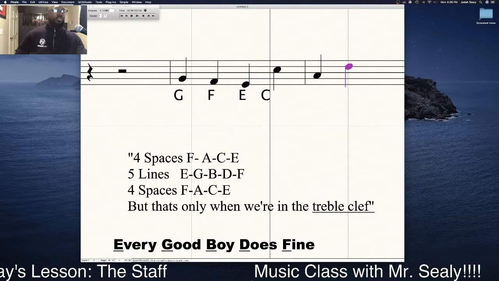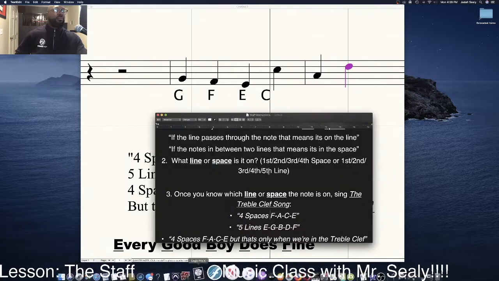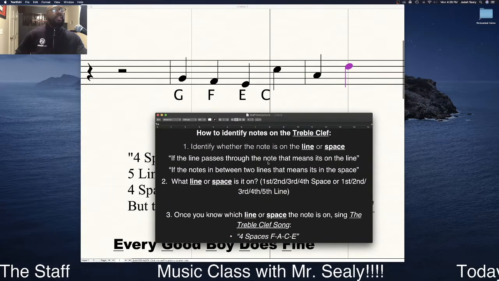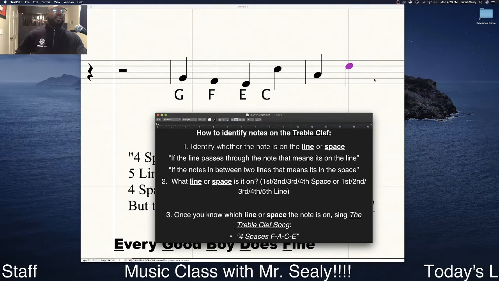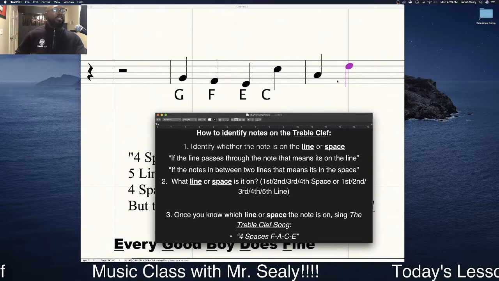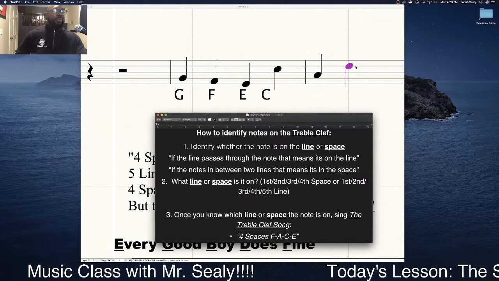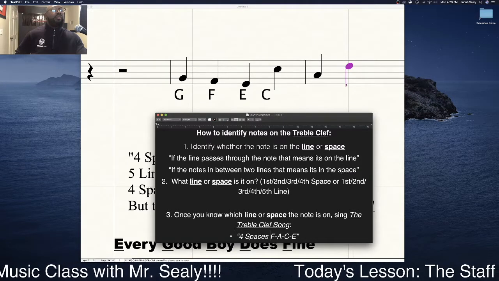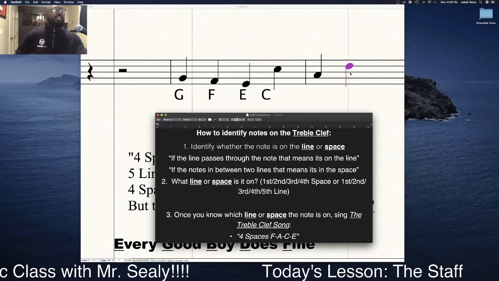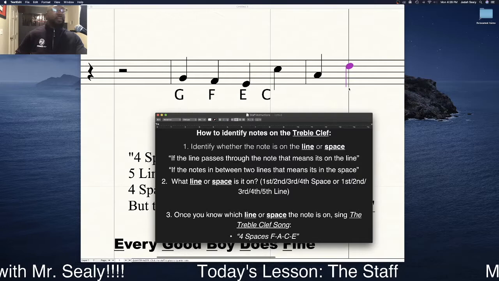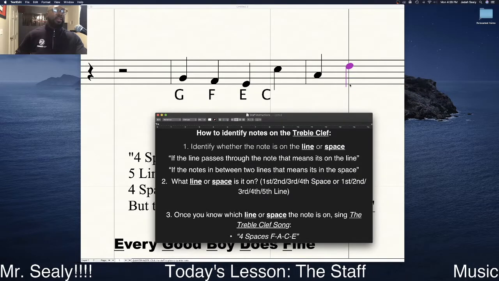well, we do our steps again. Is this note on the line or the space? If the line passes through the note, that means it's on the line. If the note's in between 2 lines, that means it's in the space. 1, 2, 3. It's on the line because the line is passing through it. Phew. And if we count from the bottom, first line, second line, third line, fourth line, fifth line, never count from the top. We never count from the top, ever, ever, ever, ever. We always count from the bottom. I need to say that.